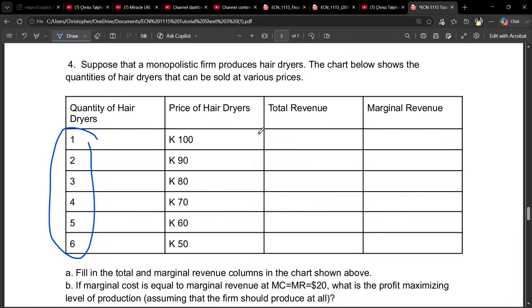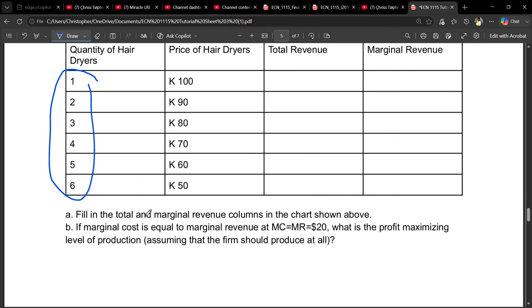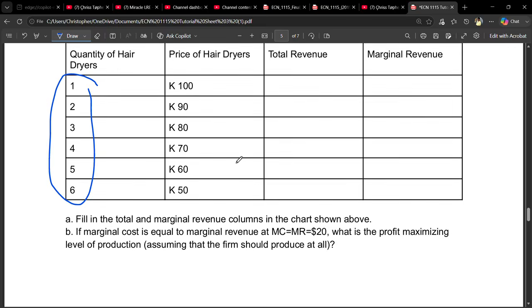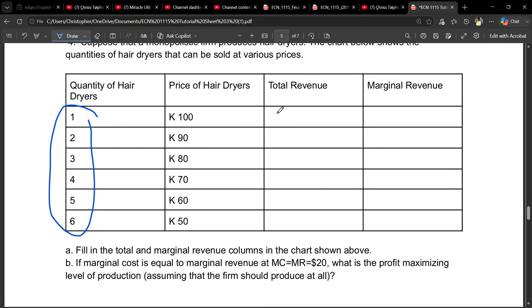Before you even start solving anything down here, you have to check how your table is. You've been asked to calculate total revenue. How do you calculate it? Do you have price and do you have quantity? We have quantity and we have price. So you just multiply the two and find the answers throughout.